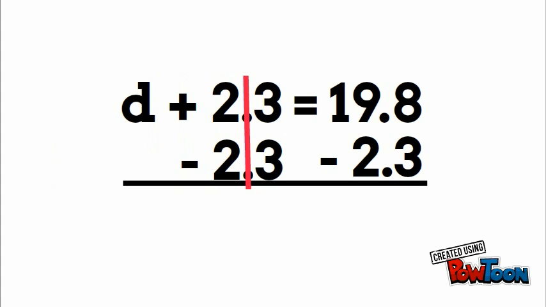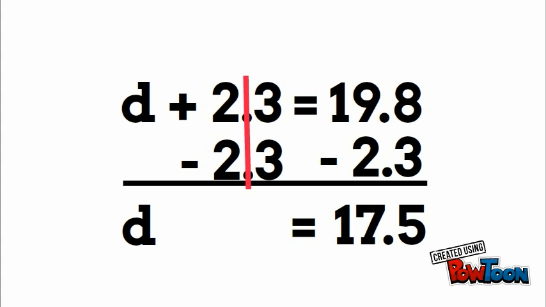So 2.3 minus 2.3 is 0. So all that's left on the left side is d equals, and then subtract on the right side, and we get 17.5. So d equals 17.5. And that's the answer to our equation that would make this statement true.